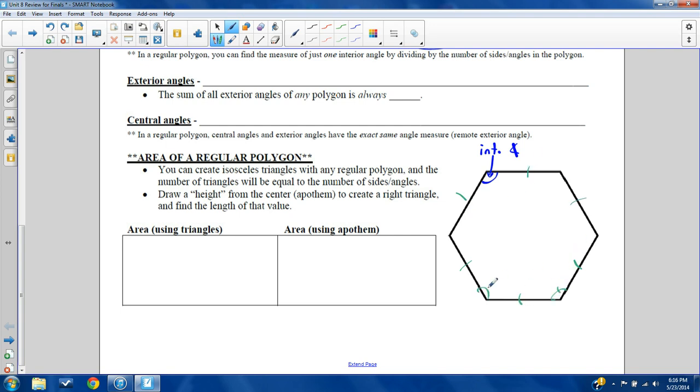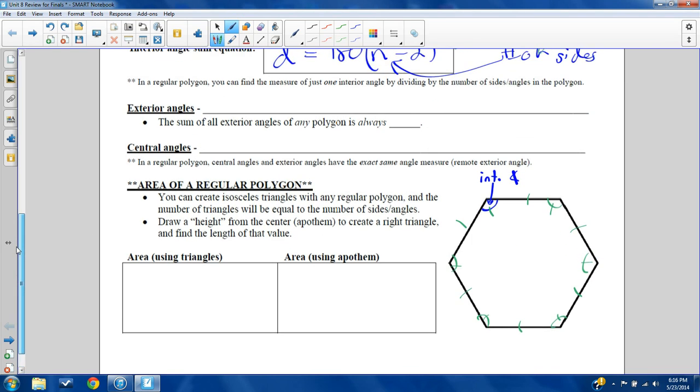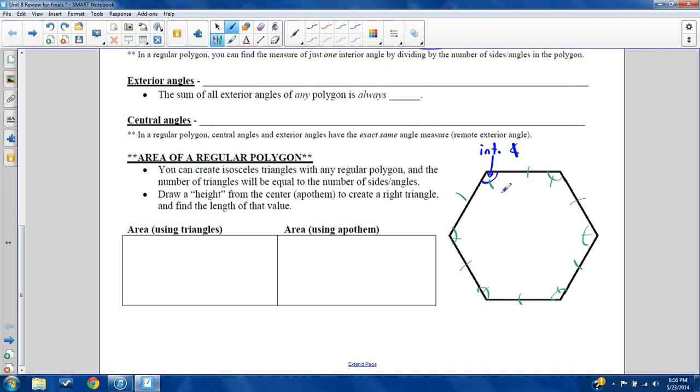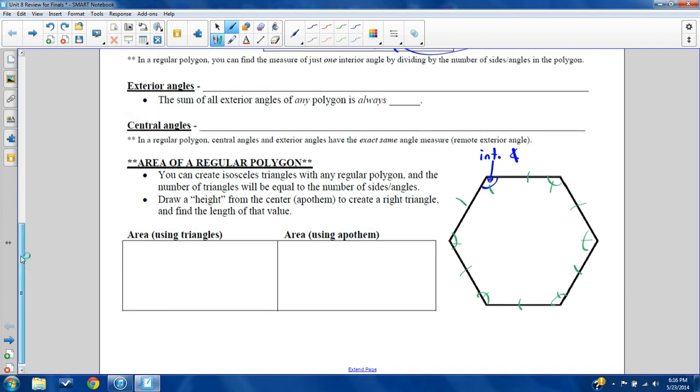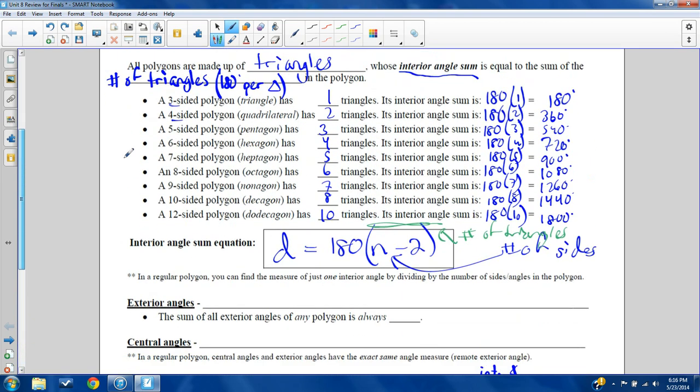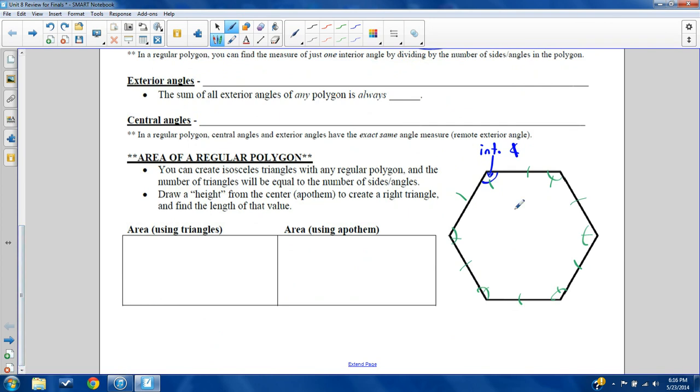If I know the interior angle sum of the hexagon, now remember, every hexagon has an interior angle sum of 720 degrees. Doesn't matter if it's regular or not, because whatever's lost in a smaller angle in a hexagon would be made up in a bigger angle. So they all add up to 720 because they all have four triangles in them, right? So interior angle sum is 720.